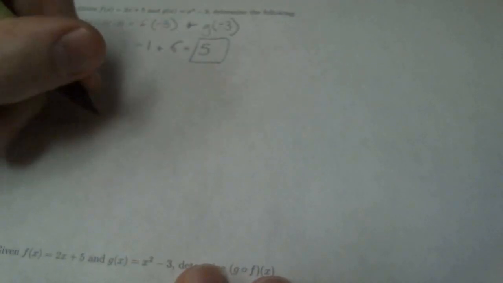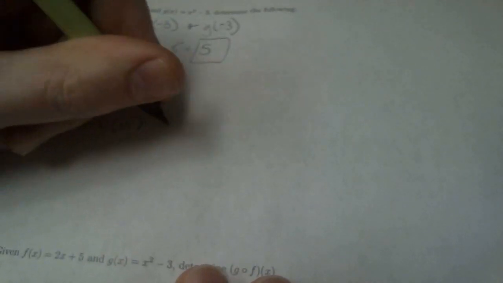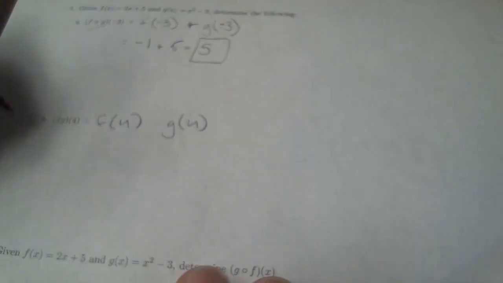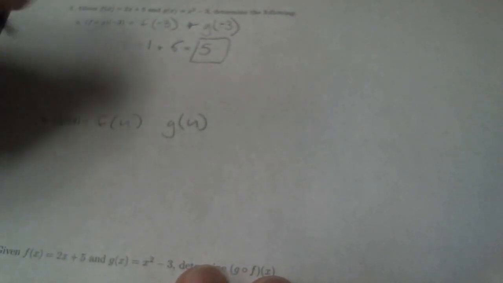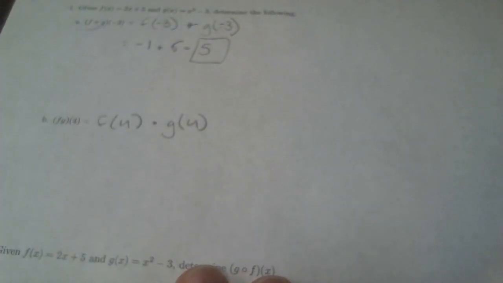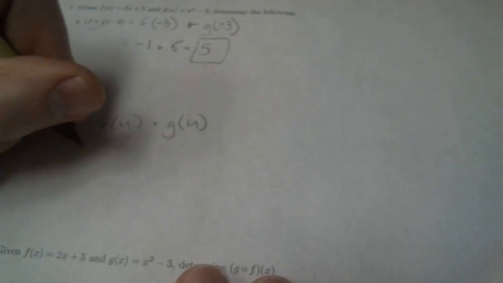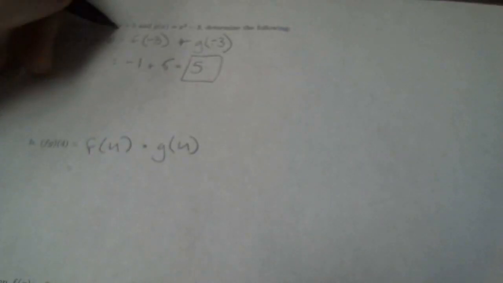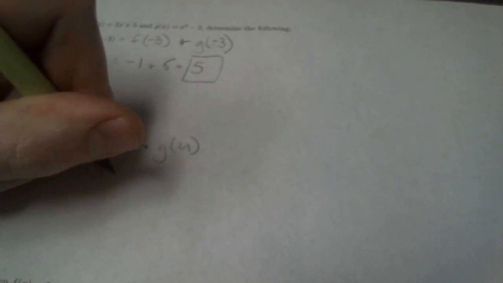A similar process applies when finding the product function. Again, we're just going to evaluate each of the functions at that given point. In this case, we're multiplying, so we're just going to take the product of those two values. When I plug in 4 for x up here, 2 times 4 is going to be 8, plus 5 is going to be 13, times, when I plug in 4 for x here, 4 squared is going to be 16, minus 3 is going to be 13 as well. So you have 13 times 13, which ends up being 169.